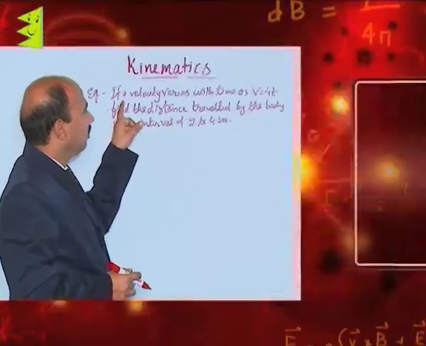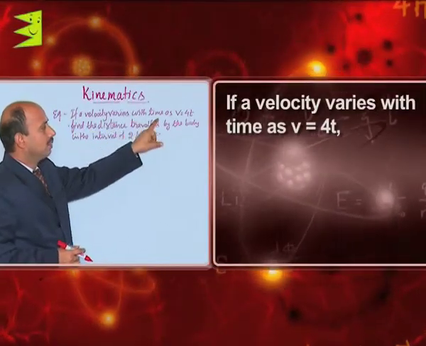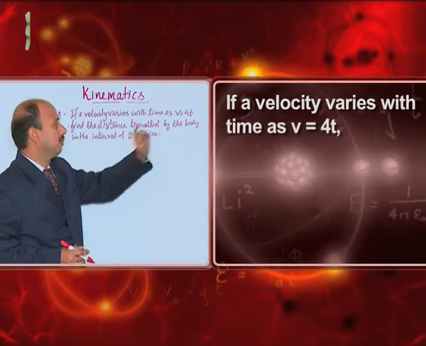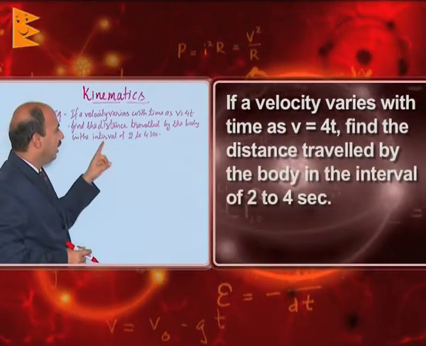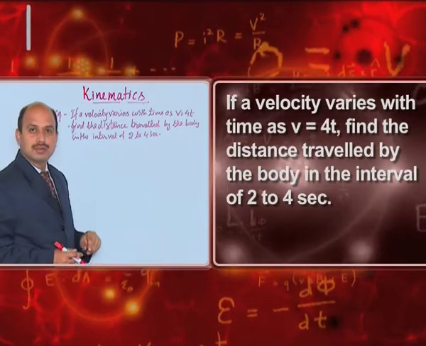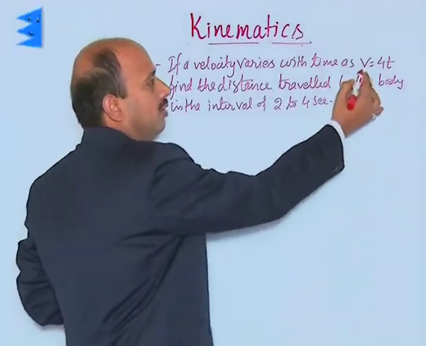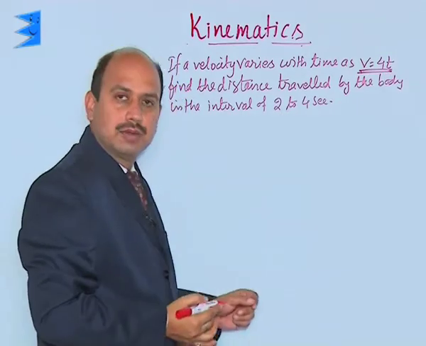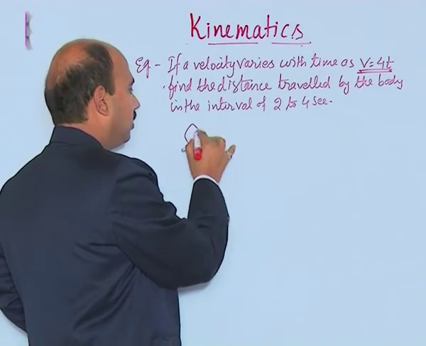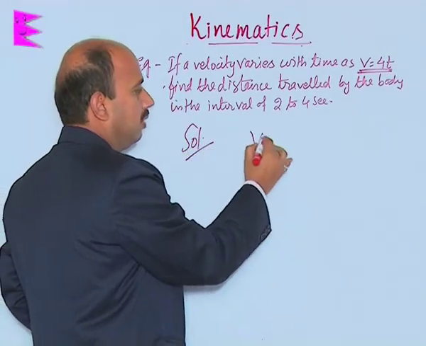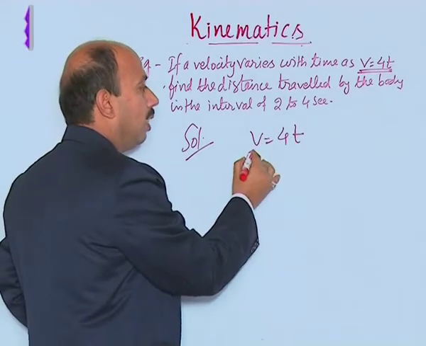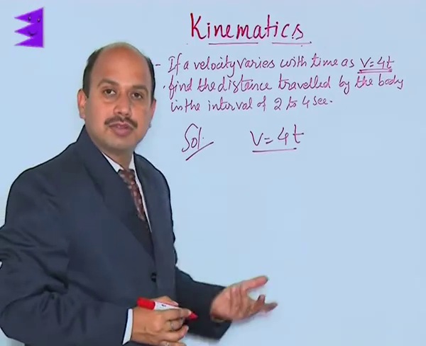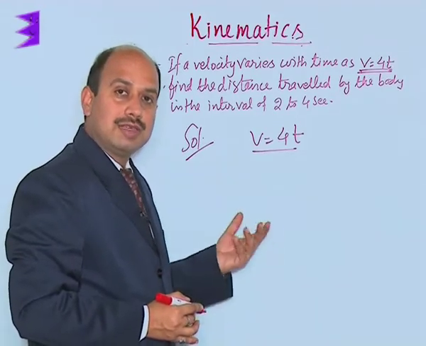In this example, if a velocity varies with time as v is equal to 40, find the distance travelled by the body in the interval of 2 to 4 seconds. Now, a velocity is given to you, 40. So, first we can write v is equal to 40. Now, you have to calculate displacement, that means distance.